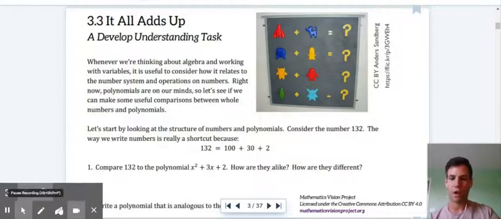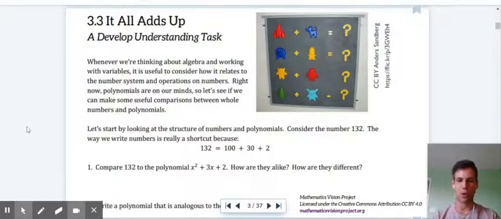So to start off with this presentation, we're going to look at comparing adding and subtracting polynomials to the idea of just adding and subtracting numbers by themselves. To start with, we consider this quick addition problem that 132 is equal to 100 plus 30 plus 2. And we can compare 132 to the polynomial expression x squared plus 3x plus 2.